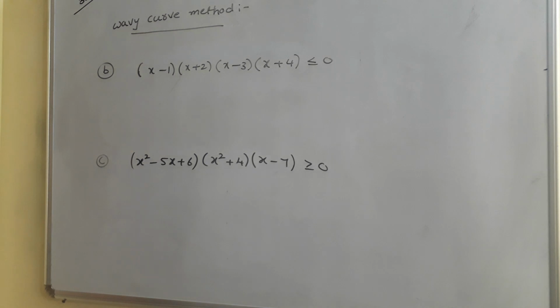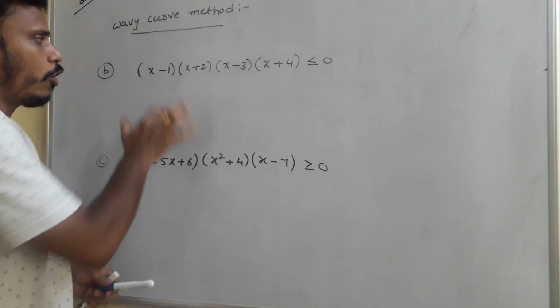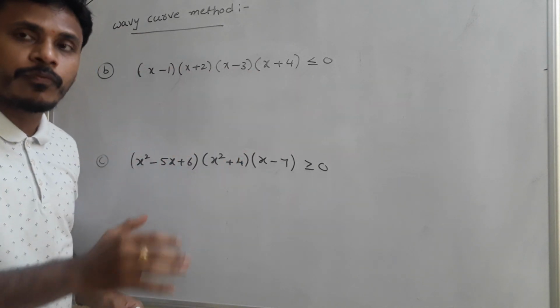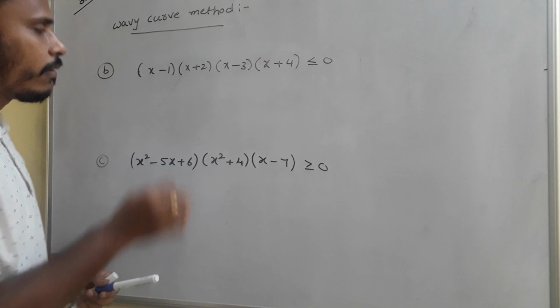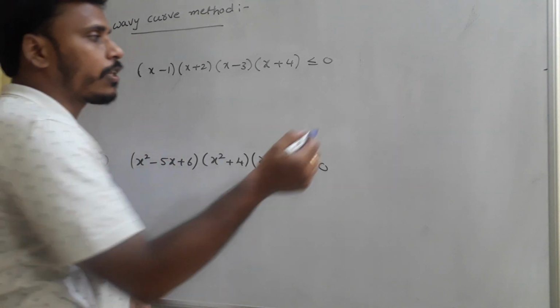So the first one, (x minus 1)(x plus 2)(x minus 3)(x plus 4) is less than or equal to 0. This is a polynomial of fourth degree. We have a chance to sketch the graph, but actually we don't need the graph. We just need a way to find the values of x, and that's why we are using the wave curve.